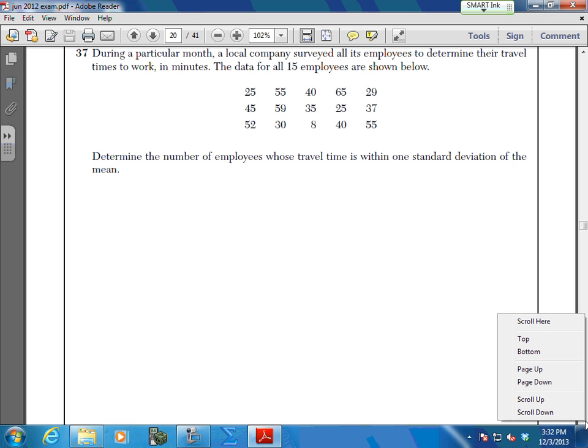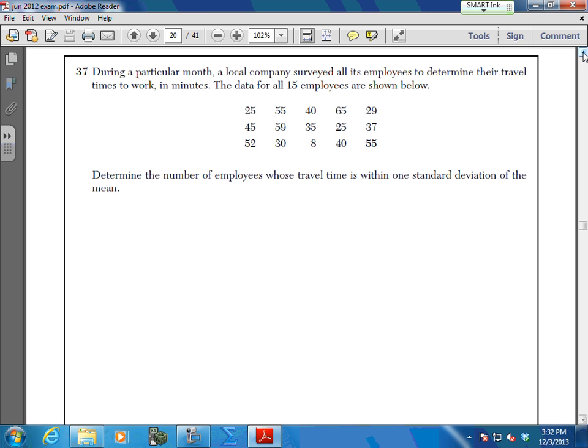Here's a nice one for standard deviation. Now, if you notice in this one, it talks about a company who surveyed all of its employees. All means we have a population. Some or part means we have a sample. But all is the population. We have 15 employees. You're going to put this information into your L1, and you are going to tell whoever's grading this test that you did this. And you're going to tell them the steps you went through.